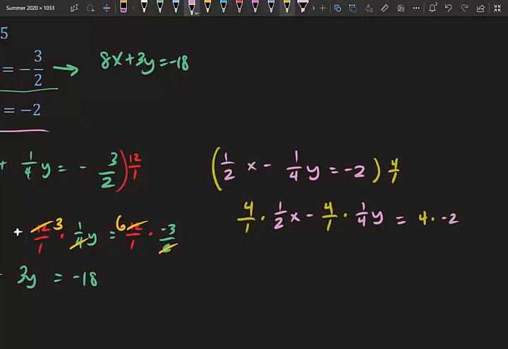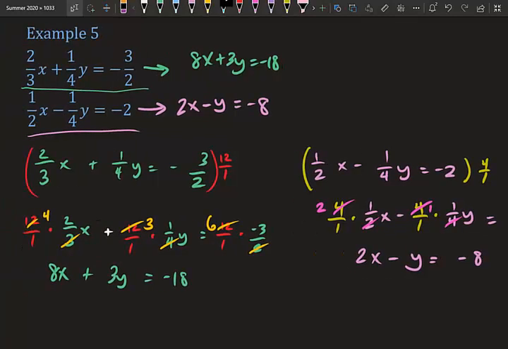All right, let's go ahead and simplify what we have left over. So 4 divided by 2 is 2. 4 divided by 4 is 1. And 4 times negative 2, we'll get to that. So 2 times 1x is 2x minus 1 times 1y is y equals 4 times negative 2, which is negative 8. So that's our new equation we're going to work with, which is 2x minus y equals negative 8.